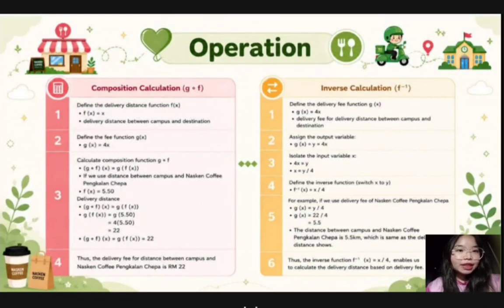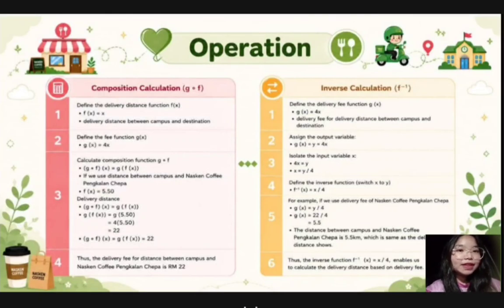To calculate the delivery fee based on the delivery distance, we use the composition function. The composition function is g composed with f of x, equal to g(f(x)). For example, our group chose the distance from UMK campus Kota Baru to Nesken Coffee Bengkalan Cepa, which is 5.5 km. So, we substitute this 5.5 km into the composition function. Finally, after the calculation, we get the final delivery fee of RM22.